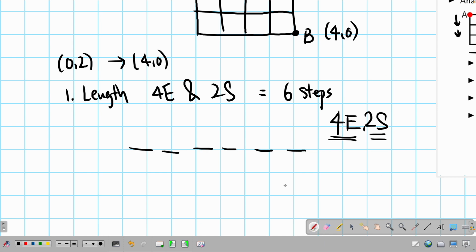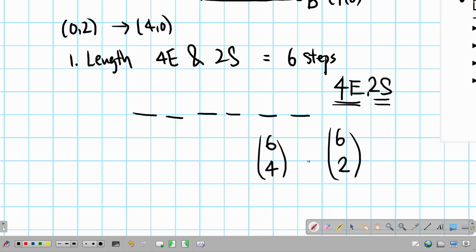You need to find explicitly 4 boxes for the E and 2 boxes for the S. So that means you have 6 boxes, you choose 4 of them to put the E, or you have 6 boxes, you choose 2 of them to put the S. And don't forget, they are the same. Why? Because n choose k is the same as n choose n minus k.